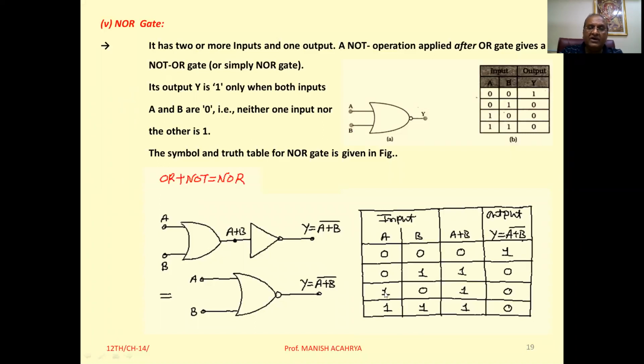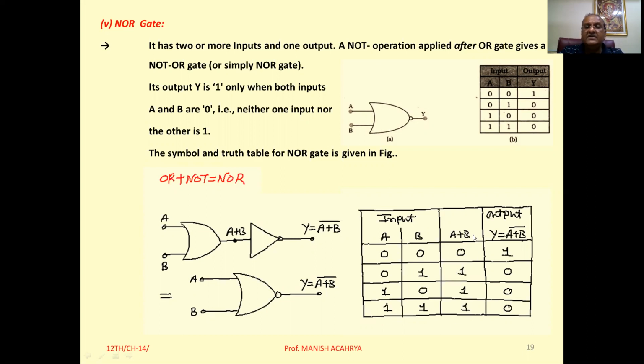0 0 0 1 1 0 1 1. So we know this thing for OR gate: if all the inputs are absent, then and then only the output is absent. In any other combination of input, you are getting output. So here, see: 0 0 0, 0 1 1, 1 0 1, 1 1 1.